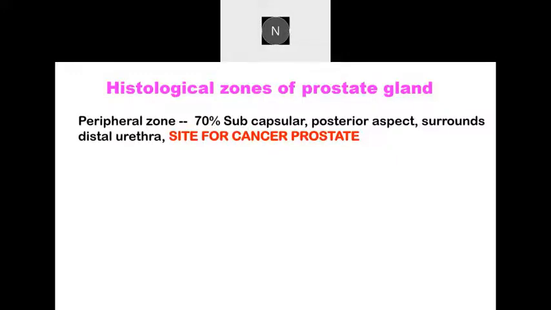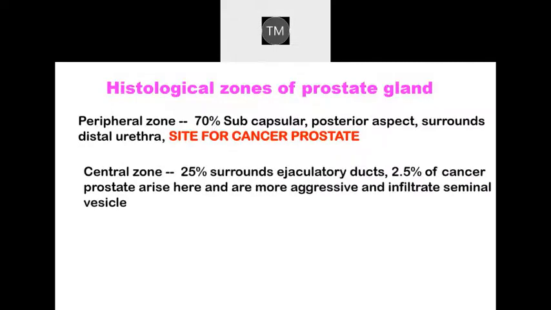Yes, there is a central zone which is about 25%, which surrounds the ejaculatory ducts, and 2.5% of the cancer prostate arises here and is more aggressive and infiltrates the seminal vesicle also. The prostatic cancer arising from the central zone is much more aggressive and rapidly spreading.